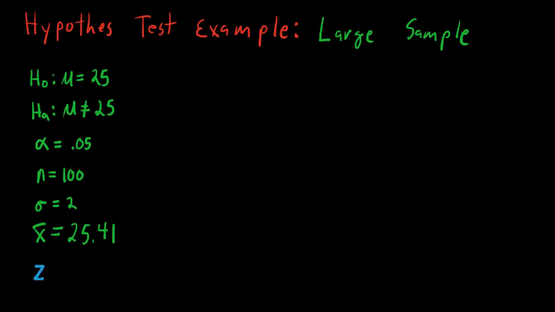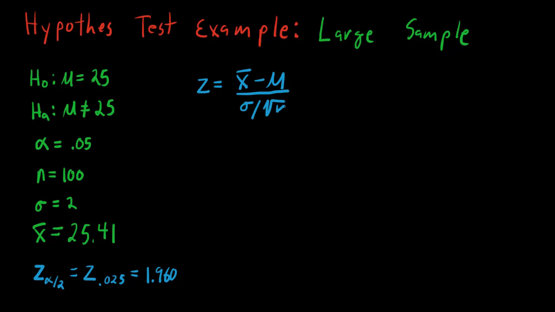So we can create z of alpha over 2, which is z of 0.05 divided by 2, so 0.025. And if we look that up in our z table, we get that z of 0.025 is equal to 1.960. And then we can look at our n and sigma, and then our x bar, and x bar is 25.41. So to create our z statistic, we have z is equal to x bar minus mu over our sigma value divided by the square root of n.